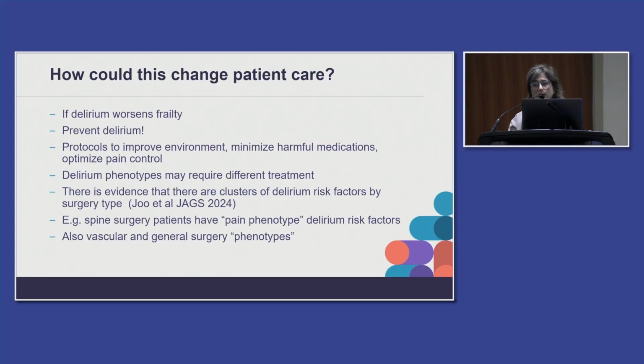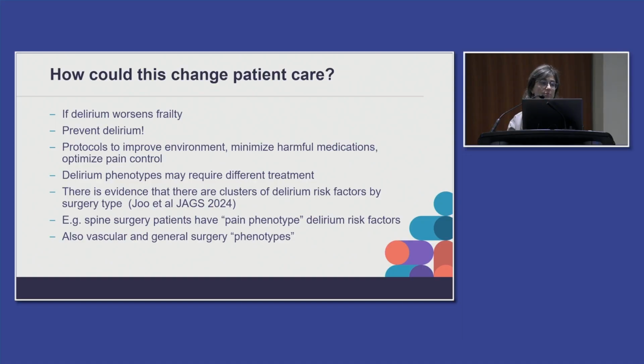So how could what I'm telling you change patient care? So if delirium worsens frailty, then the answer is to prevent delirium. We've all talked about protocols to improve the environment, minimize harmful medications, and optimize pain control. But Ju et al., and this is Liz Whitlock's group, published in JAGS, Journal of Geriatrics, that there are delirium phenotypes. So perhaps we're not all delirious just in one way.